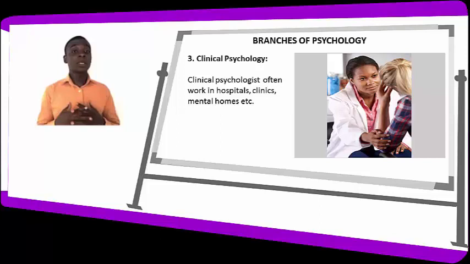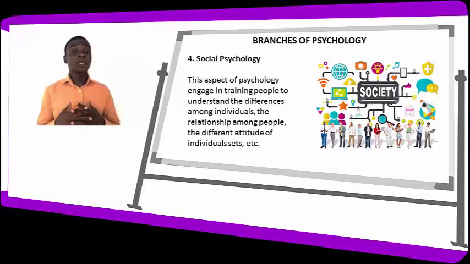So we have looked at three branches of psychology: developmental psychology, counseling psychology, and clinical psychology. So we are going to social psychology. Social psychology is an aspect of psychology which engages in training people to understand their differences. It trains people to understand their differences among individuals, among humans, among groups, among people of the same culture, people of different cultures, and so on.